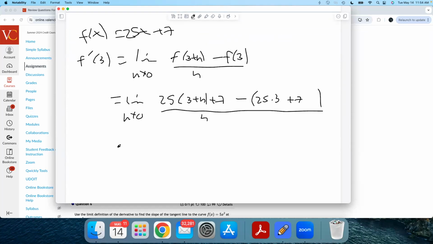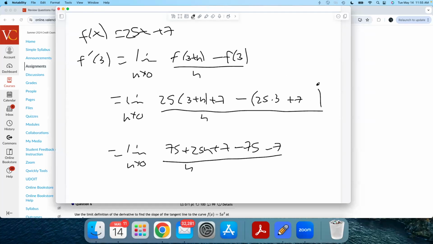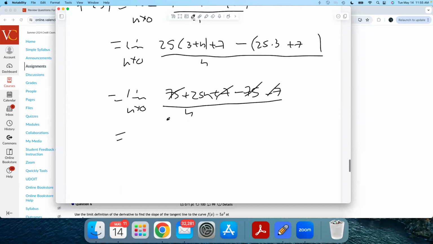All right, now I got to clean this up. Don't forget you got to write limit as h goes to 0 at every step. What do we get? 75 plus 25h plus 7 minus 75 minus 7, all over h. Everything over here is always going to cancel out, well, at least with polynomials. And I get 25, limit. See, I almost goofed there. Got to write the limit as h goes to 0 of 25h over h. The h's cancel. Now I can actually take the limit.